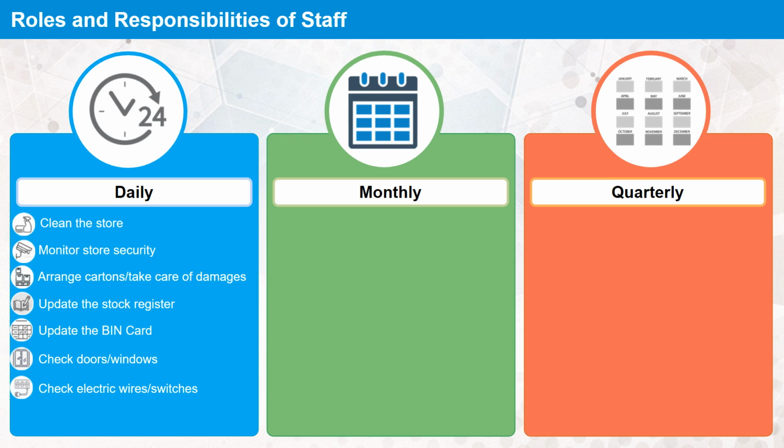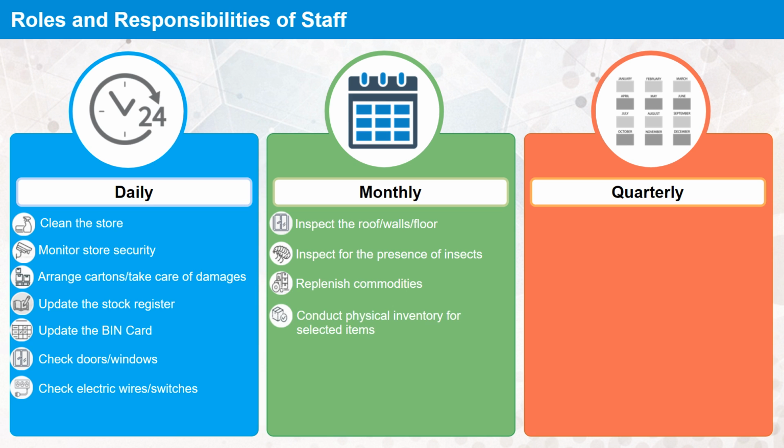The monthly responsibilities of store management staff include inspection of the roof, walls, and floor of the store, inspection of the store to check the presence of insects that may harm the products in the store, taking necessary measures for replenishment of goods, and conducting random physical inventory checks of selected items, separating unusable items from the usable ones.